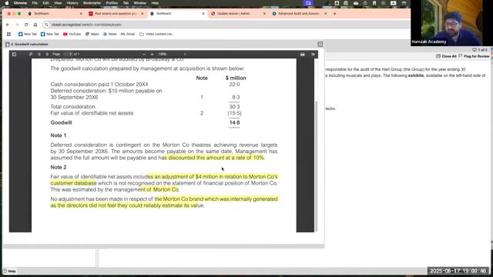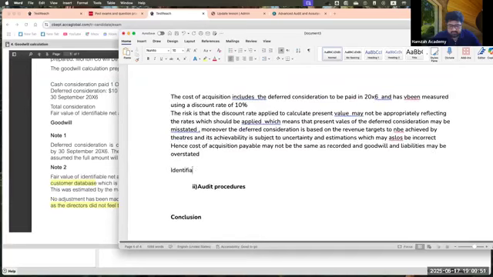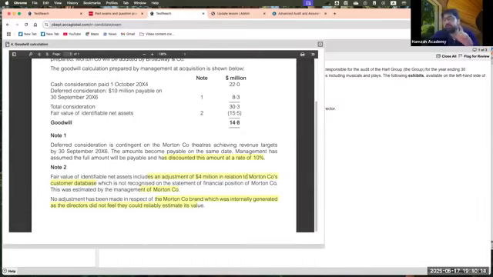Identifiable net assets. So fair value of net assets includes an adjustment of 4 million to the customer database, which is not recognized in the statement of financial position. In customer database, it is directly affecting. Yes, it was estimated by the management of Morton company. So most probably it may be upgraded. So they may be biased, Morton company management. They may have recorded it at a higher amount. And there is no reliable estimation of it.